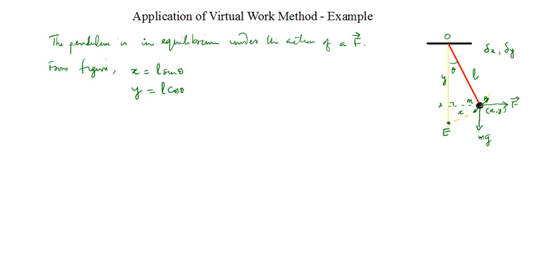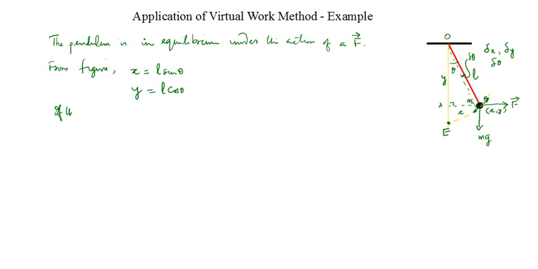These are the virtual displacements in the x and y coordinates due to a small virtual displacement delta theta following the constraints. So you can imagine that this particular bob has been moved a little bit like this, so that there comes an angle here, and this angle is delta theta.